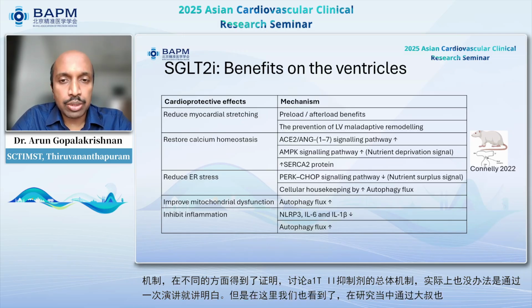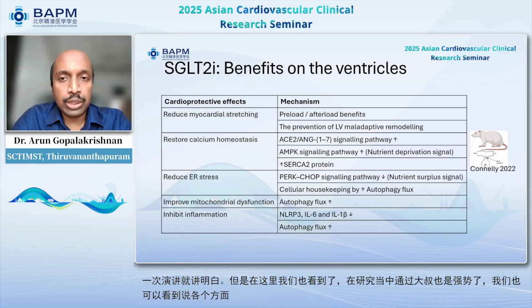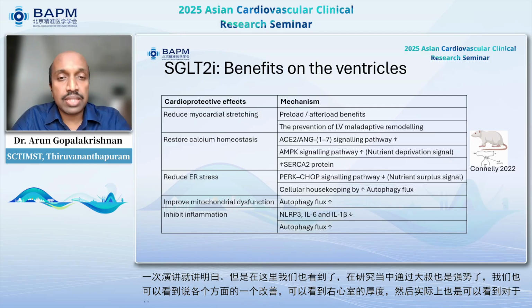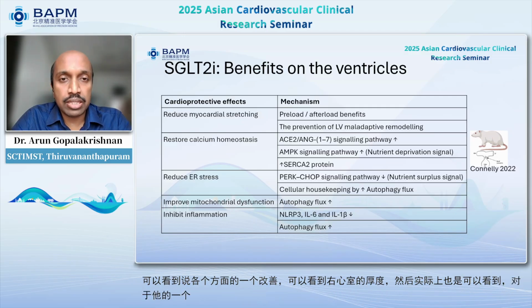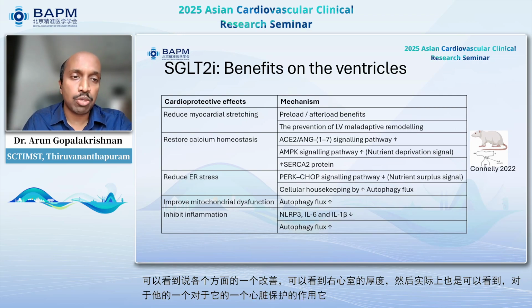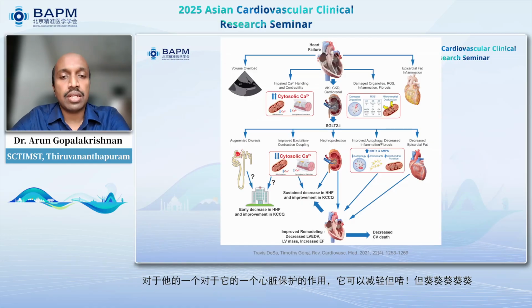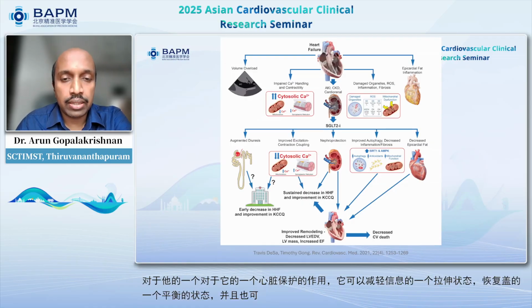There are multiple mechanisms. The overall summary of the slide is that SGLT2 inhibitors positively regulate the nutrient deprivation signals and negatively act on nutrient surplus signals. These are all housekeeping gene mechanisms. It has favorable action on the calcium homeostasis and reduces stress and inflammation. This is elegantly reported in this paper by Travis D'Souza 3 years back.